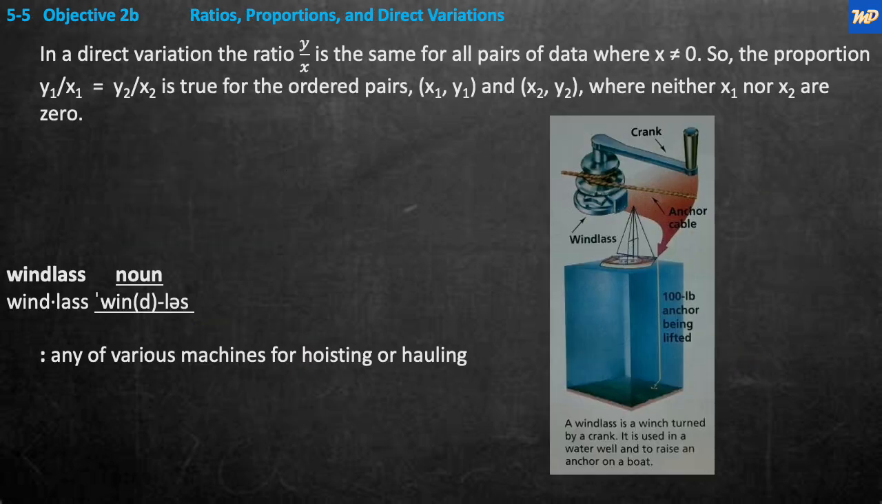Okay, objective 2, ratios, proportions, and direct variations. So in a direct variation, the ratio y to x is the same for all of the data pairs, right? The x comma y ordered pairs. The ratio of y to x is constant for a direct variation. And x cannot be equal to 0, of course. If it is, it's undefined. So the proportion y1 divided by x1 is equal to y2 divided by x2.